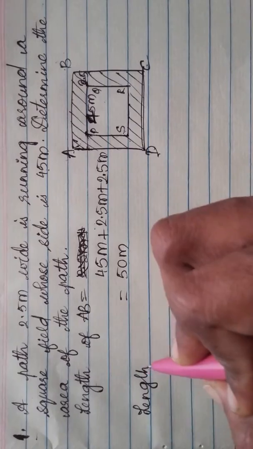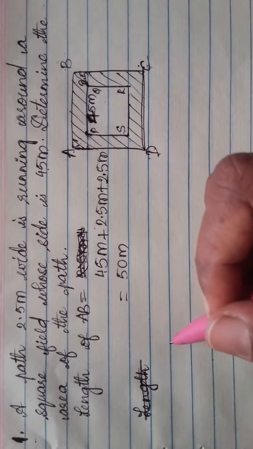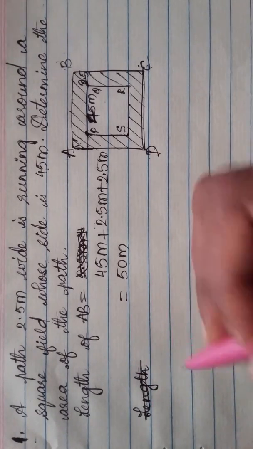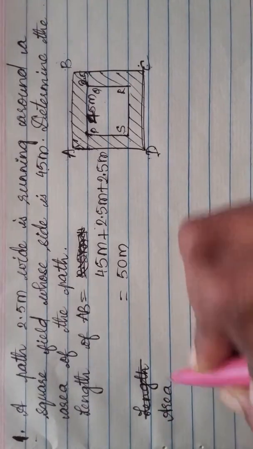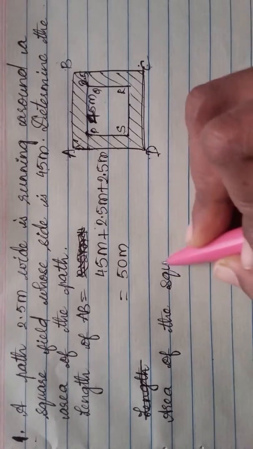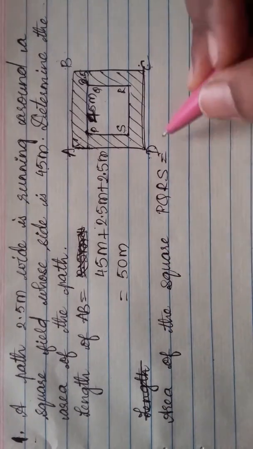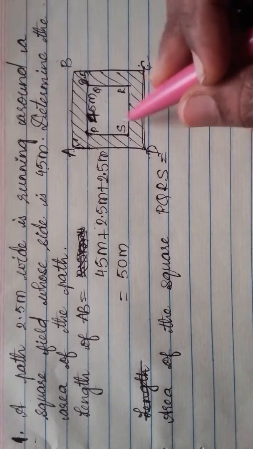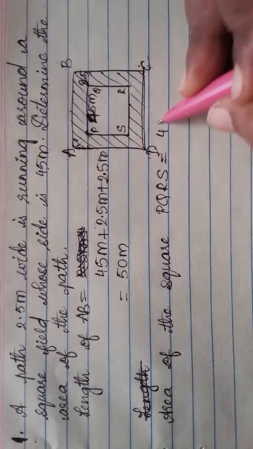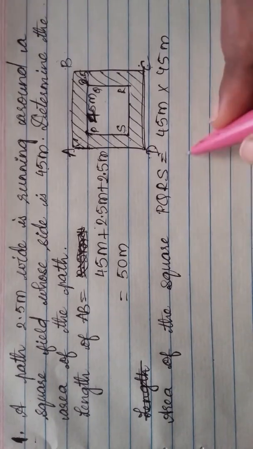Length of this CD also is going to be the same. So there is no need for you to find out the length. Now let us find out the area of the square PQRS. What is the formula? Area of a square is equal to side into side, that is 45 meters into 45 meters.